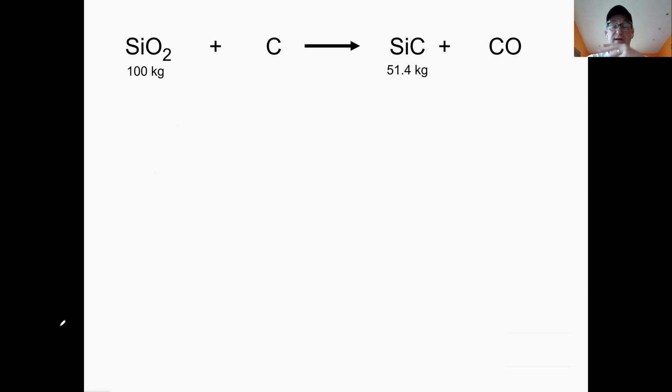So I need to balance this reaction. So how do I go about balancing it? I would first add a coefficient of 2 to the right side of the carbon monoxide. Yeah, I've got two atoms of oxygen in the dioxide, so I'm going to need 2 on the right side as well. So that balances my oxygen. My silicon is balanced. What about my carbon now? Carbon is 3 carbons. I've got 2 in carbon dioxide. I've got 1, so I want 3.